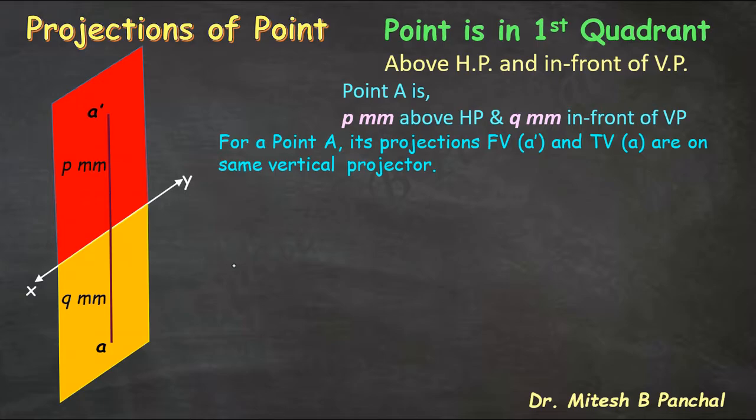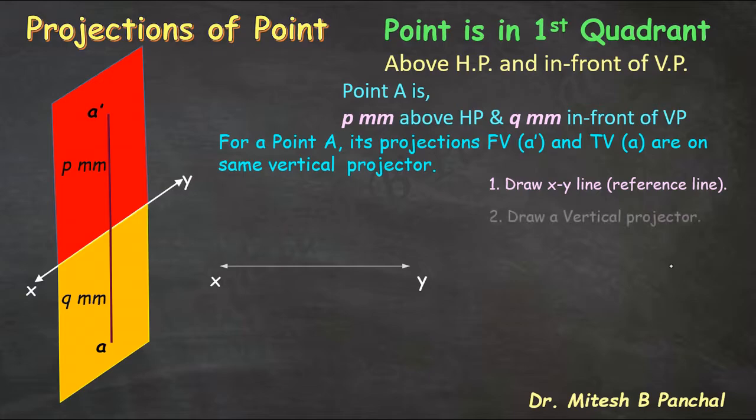Now we need to draw the projection of point A when it is in the first quadrant. How do we start? This is the demonstration. First step, you need to draw an XY line, that is the reference line. Then you have to draw a vertical projector on which you will draw the front view and top view of point A. So we have drawn here the vertical projector on which a dash and a will lie.